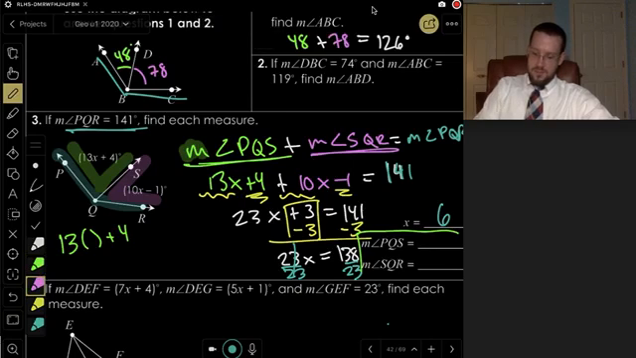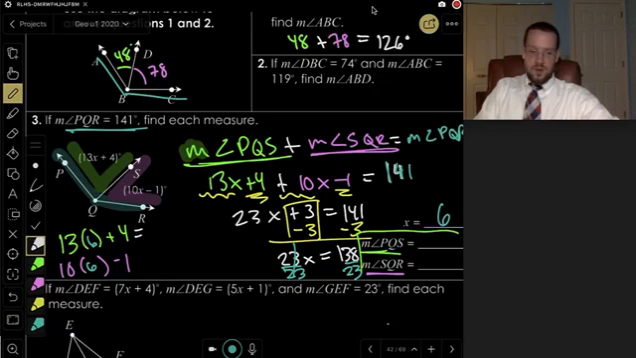Green was 13x plus 4, so that's going to be 13 times our number plus 4. And pink here was 10 times our number minus 1. So we have our green angle and our pink angle, and what are we going to do? We're going to drop that 6 right in there. 13 times 6 plus 4 is 82. 10 times 6 minus 1 is 59. So this is 82 degrees, and this is 59 degrees.